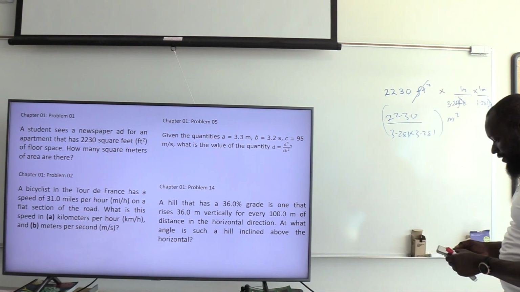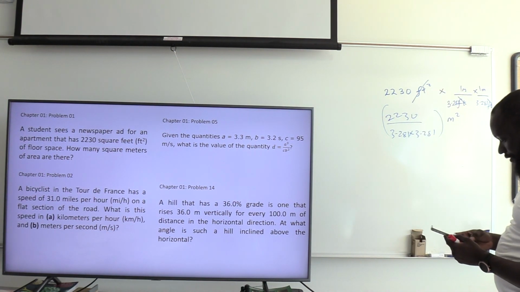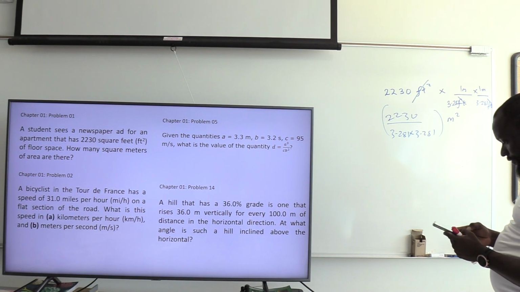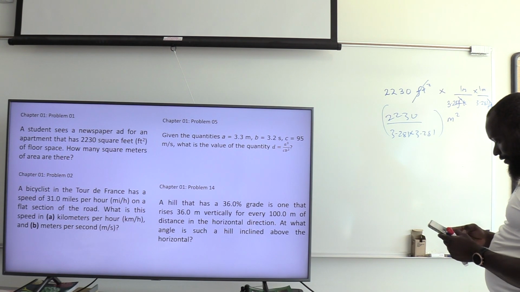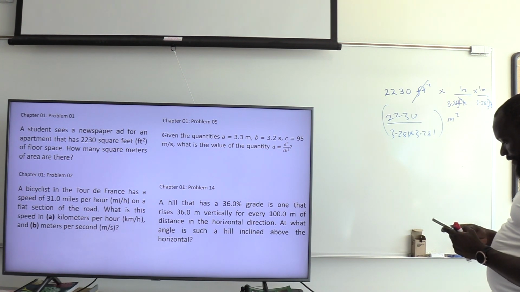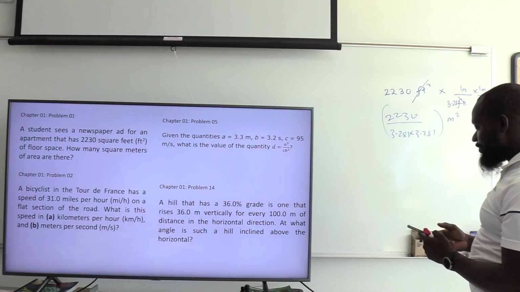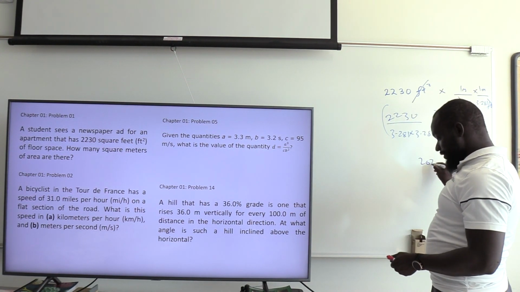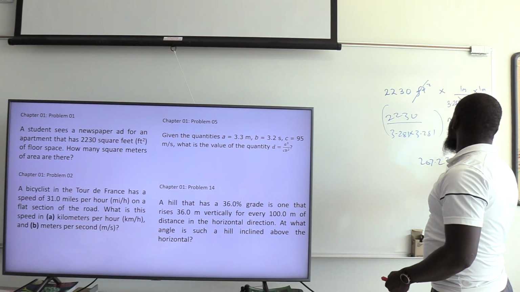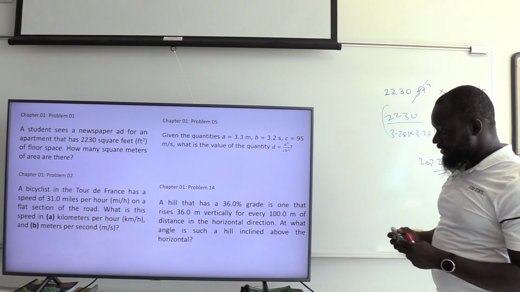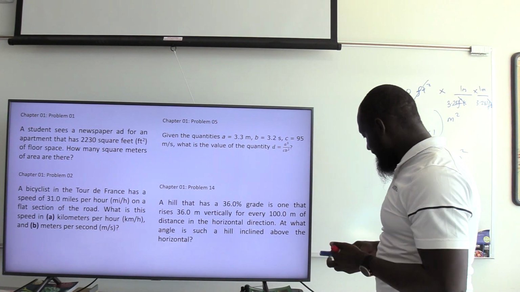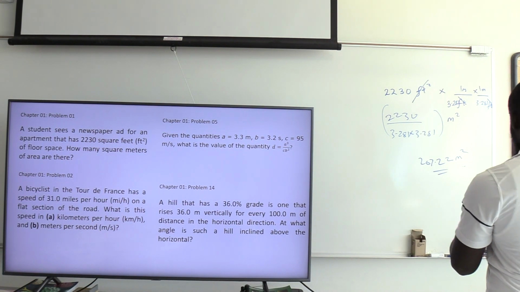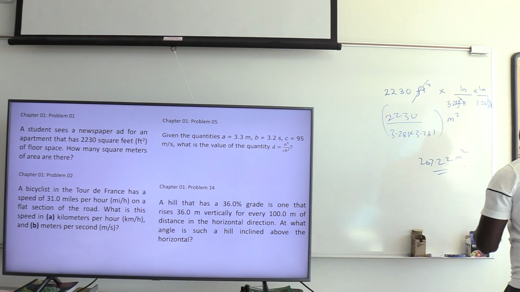Okay, so I do that in my calculator. 2230 divided by 3.28 divided by 3.28 gives me 207.22 meters squared. That's all. That becomes the answer there. So now let's go to the next.